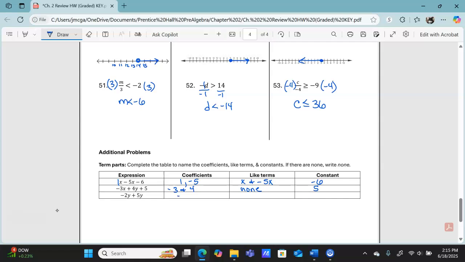And on this one, my coefficients are -2 and 5. My like terms are -2y and 5y. And there are no constants. Constants are numbers without variables. So again, make sure you look over your flashcards, and that is your review for Chapter 2.